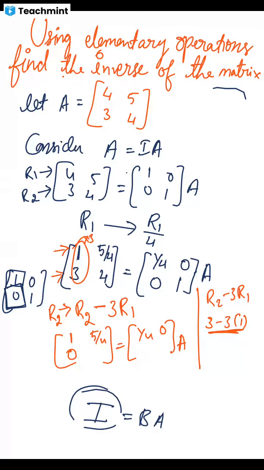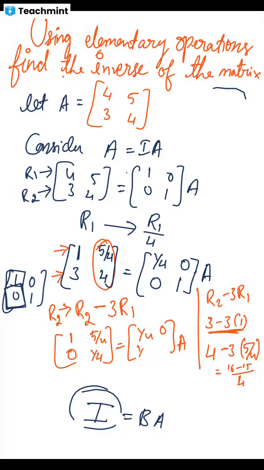Now if I solve for these two, R2 value 4 minus 3 into R1 value 5 by 4. Look at the LCM: 4 is the LCM. 4 fours are 16, 3 fives are 15. So 16 minus 15 gives 1 by 4. I got 1 by 4 here.